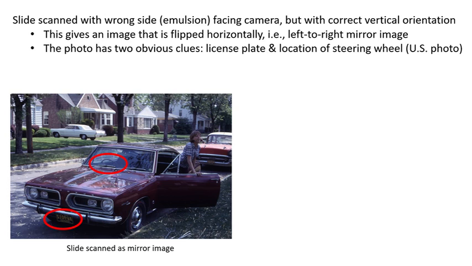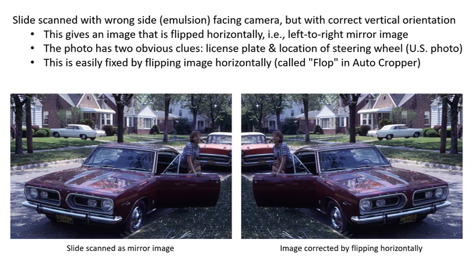Even more subtle hints can provide the answer, such as which side of a vehicle's interior has the steering wheel, which president is on the left at Mount Rushmore, which side of your childhood home had the driveway, and so forth. Fixing that error is easy by flipping the image horizontally, which is called flop in autocropper. But many photos have no such intrinsic clues, so how to handle that?